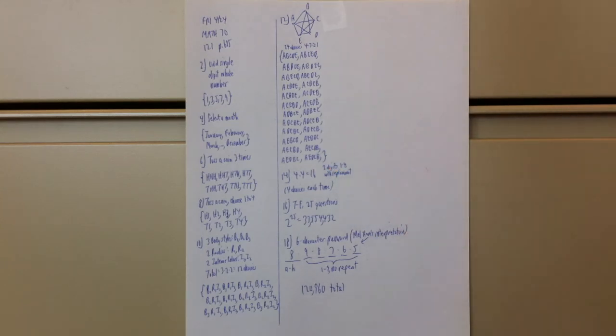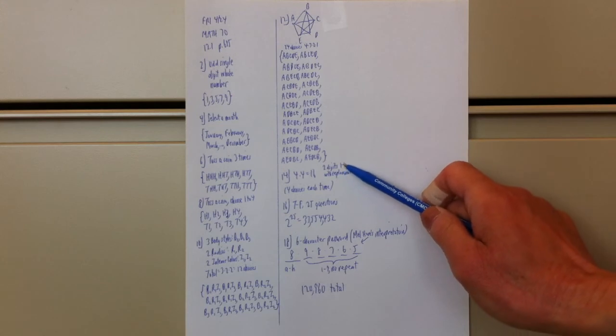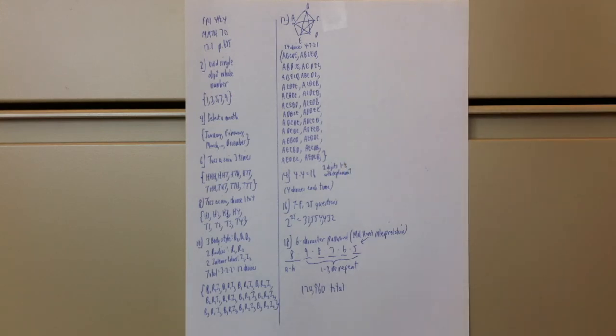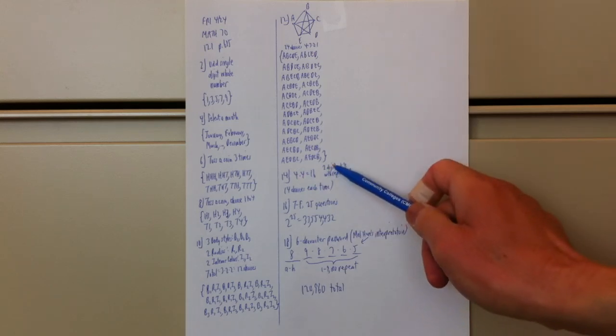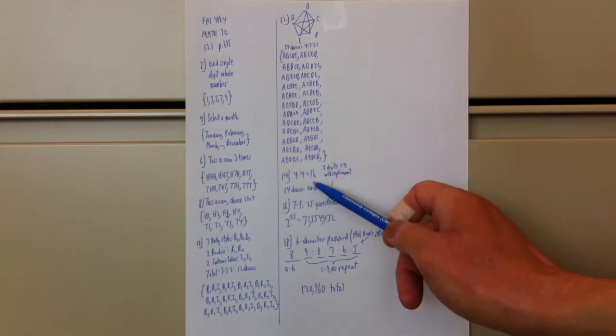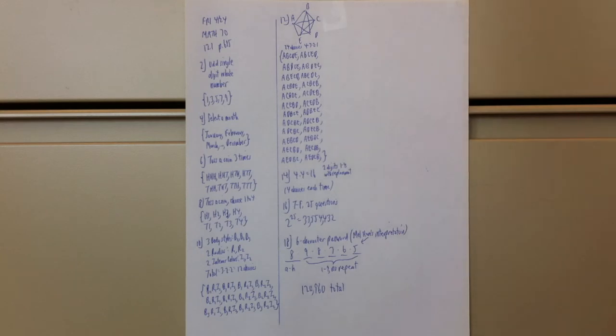14, it says 2 digits from 1 to 4 with replacement. With replacement means you can pick the same number again. So you're allowed to pick 1, 1, or 2, 2, or 3, 3, or 4, 4. So the number of total choices is simply 4 times 4, or 16. Because you can pick 1, 2, 3, 4, 4 choices. And the second time you can also pick 1, 2, 3, 4. That's called with replacement. So 16 total.